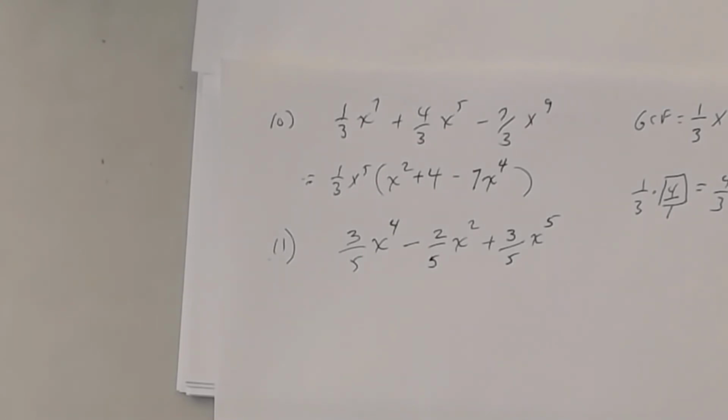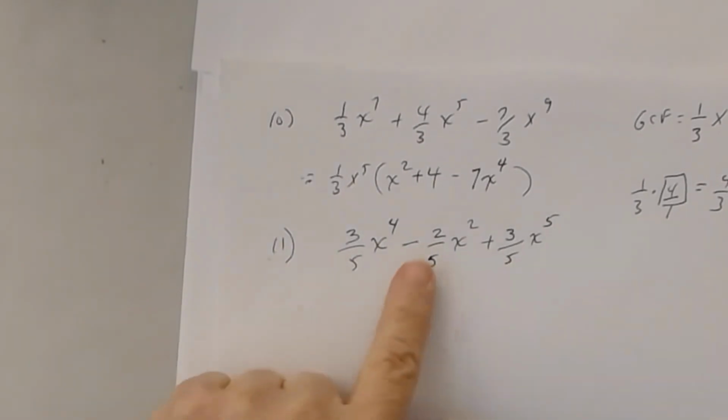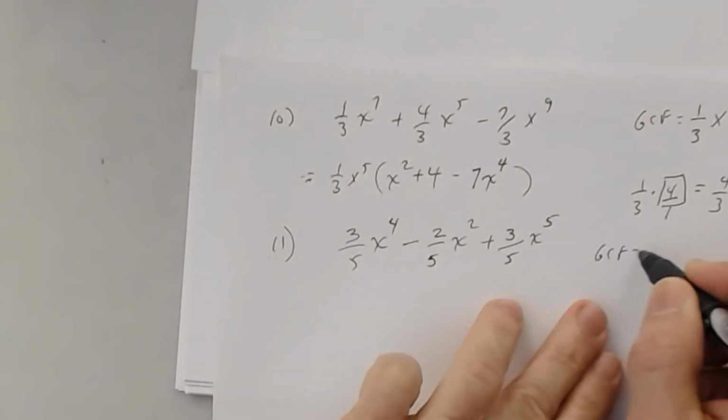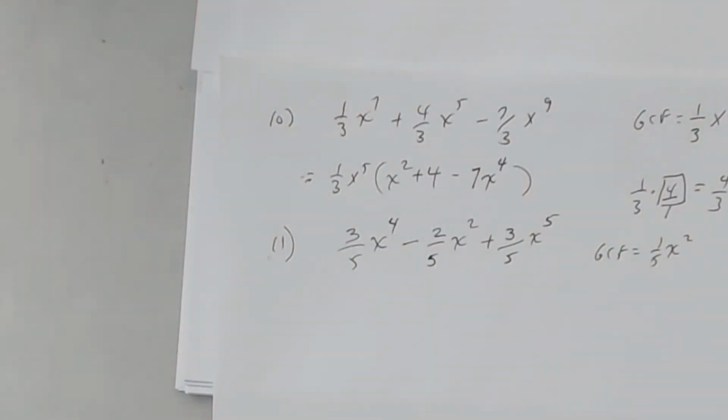No, okay, I agree that I'm going to need x squared, but what will be the coefficient of x squared? 3/5? 1/5. 3 does not go into 2 evenly. So if you look at 3, -2, and 3, what's the GCF of 3, -2, and 3? 1. And then 5, 5, and 5, what's the GCF of 5, 5, and 5? 5. So the GCF would be 1/5 x squared.